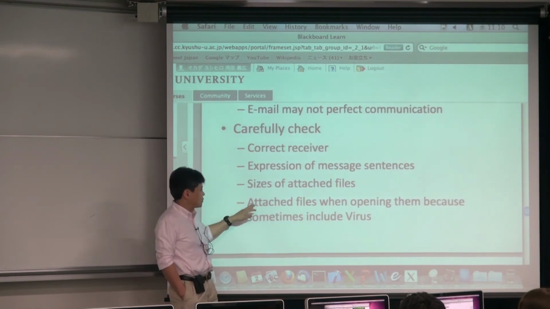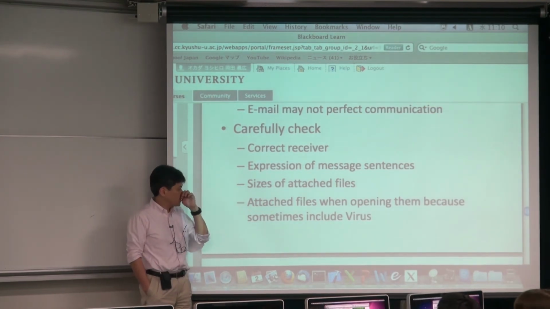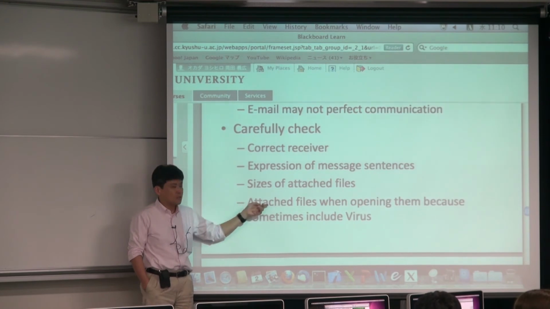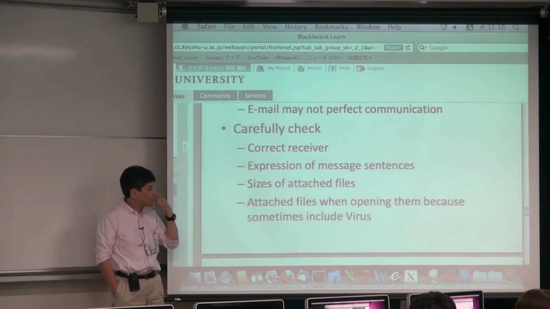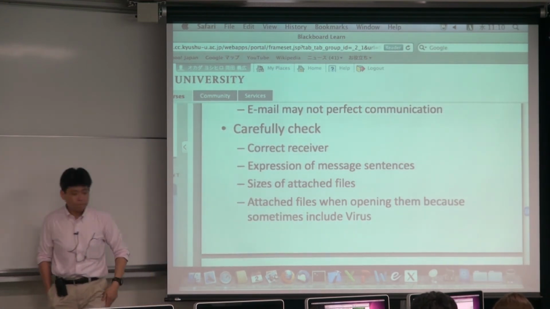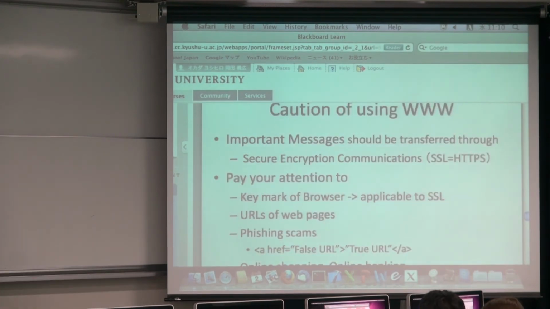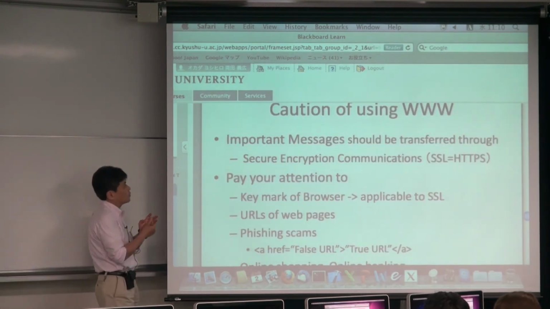On the other hand, when receiving your mail, this is also important. Attached files sometimes include viruses. Okay. So this should show the caution of using the World Wide Web.